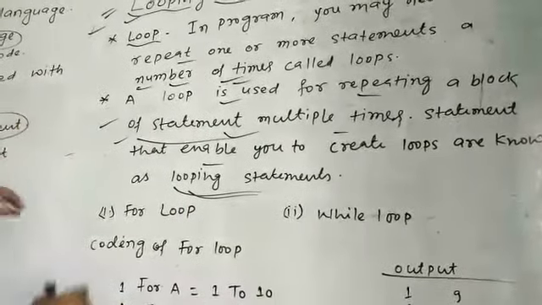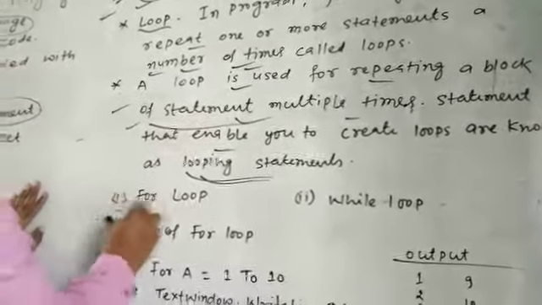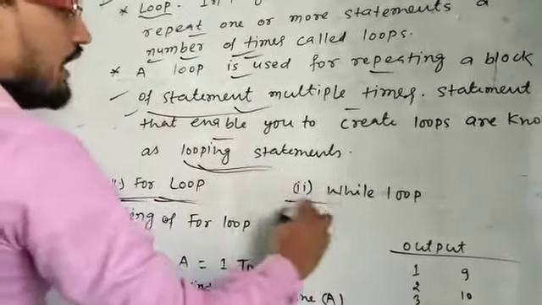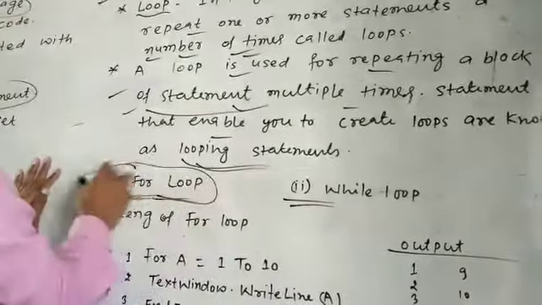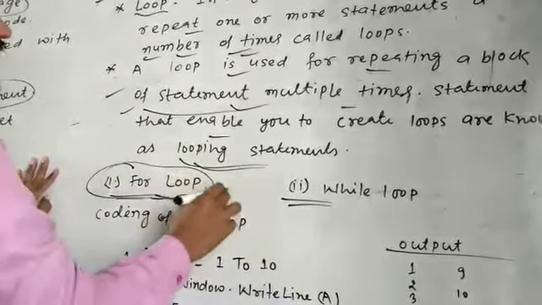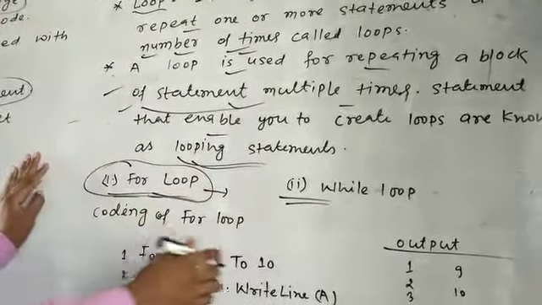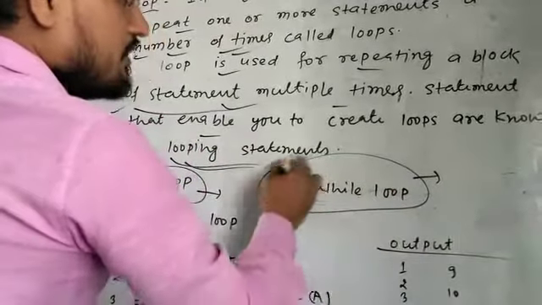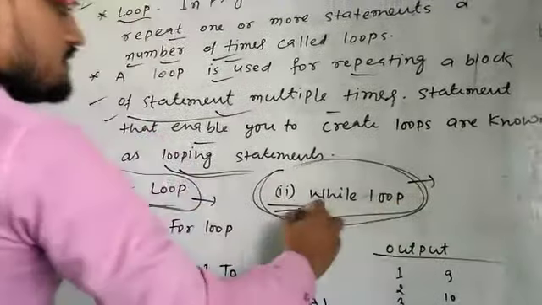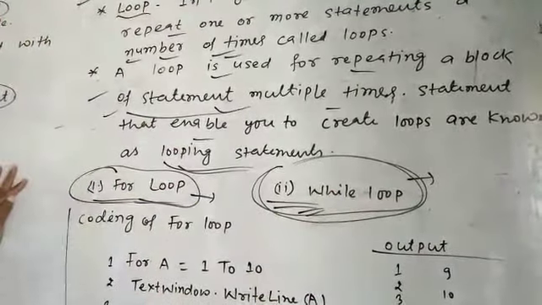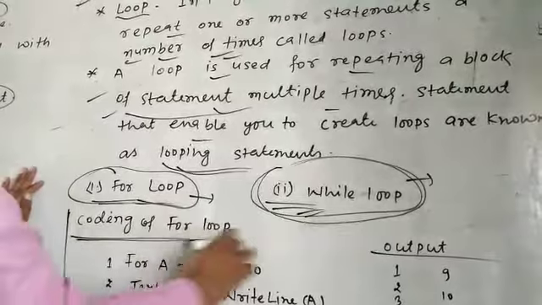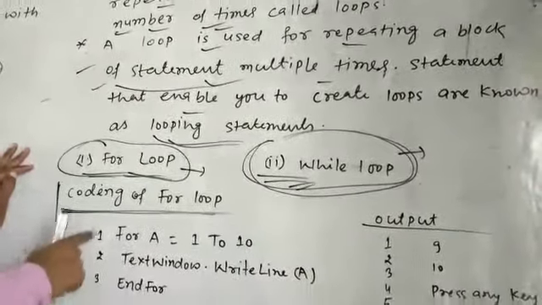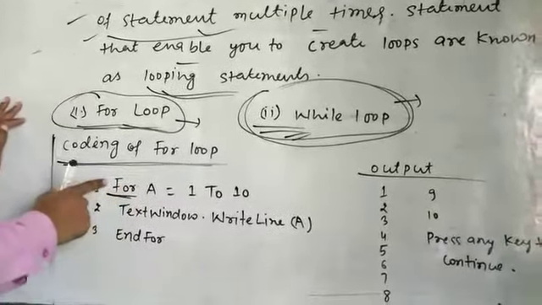This is a loop. There are two types of loop: for loop and while loop. For loop means the repetition count is fixed in programming, and while loop means the number of repetitions is not defined. So this is the coding for use of for loop. This is the first line of for loop coding. We need to set the for loop.